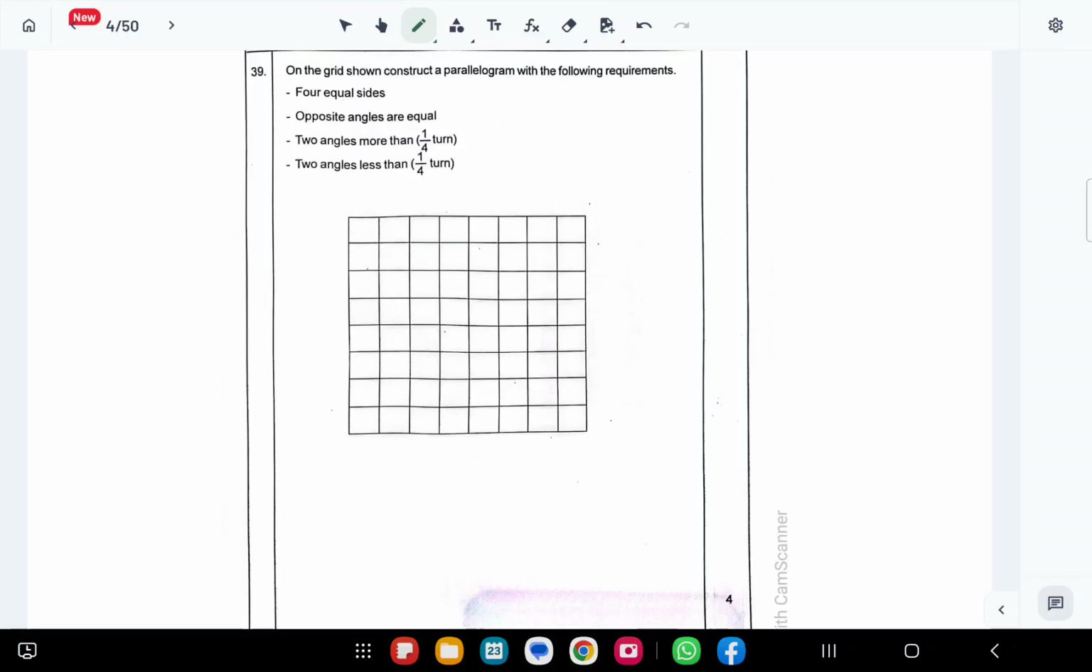Moving on now to number 39. On the grid shown, construct a parallelogram with the following requirements. 4 equal sides. Opposite angles are equal. 2 angles greater than 1/4 turn. And 2 angles less than 1/4 turn. So we're looking at something like a rhombus here. Alright, with 4 equal sides, 2 larger sides, 2 shorter sides. Alright. So let's see how we could construct this here.